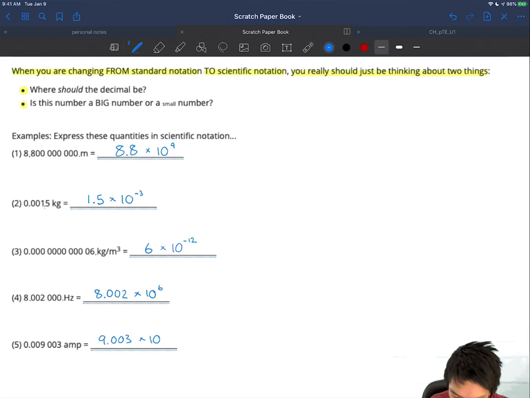Times 10 to the what? Well, is this a big number or a small number? It's a decimal number, it's a small number. So it's going to be times 10 to the negative something. Okay, so now I'm going to figure out how many spaces it moved from its original location. So here's the reference decimal right here. Here's the original. How far away are they? 1, 2, 3. So it's going to be times 10 to the negative 3, since this is a small number. 9.003 times 10 to the negative 3.